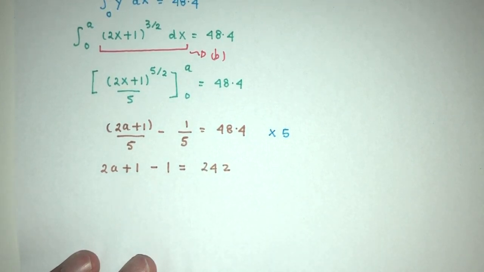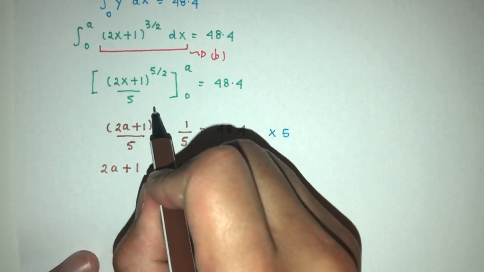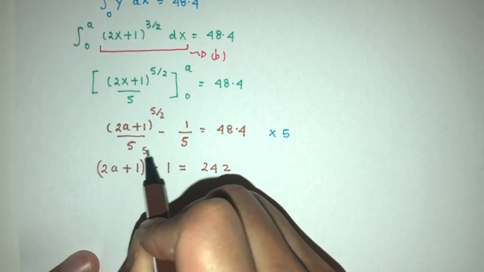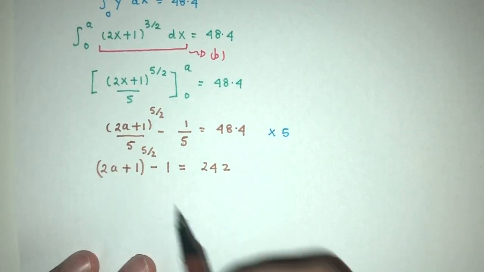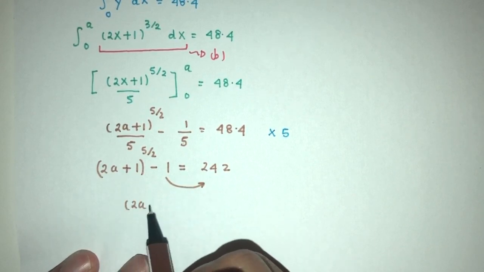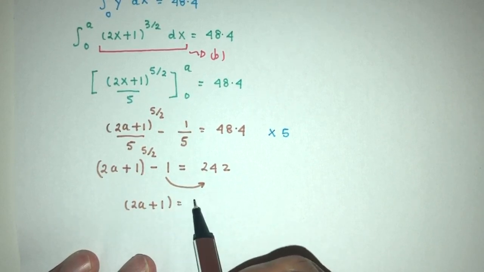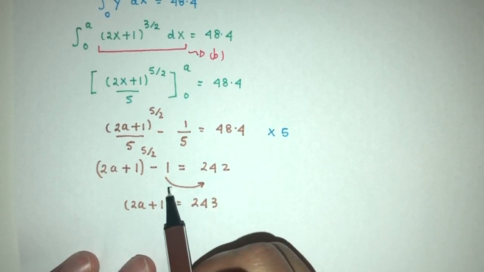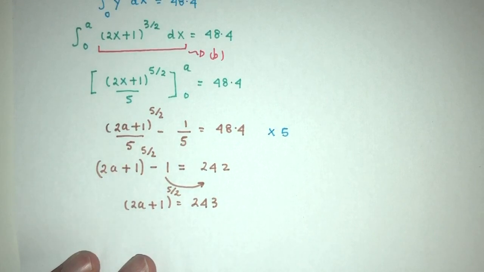Okay, let's see. Obviously here I'm forgetting the power here, sorry. So 5 over 2, right? Now we have to send this over here. So that will be 2a plus 1 is equal to 243, of course, power 5 over 2. Now if you observe again, how are we going to solve this?